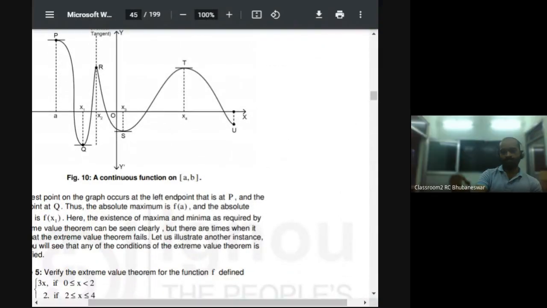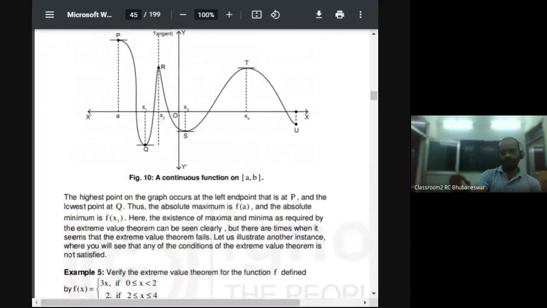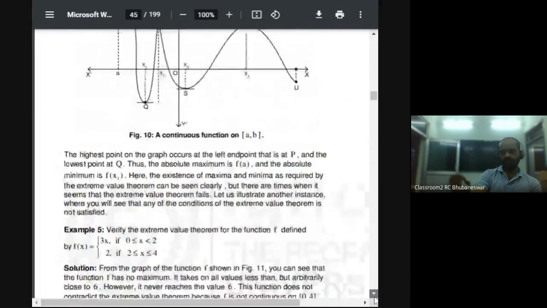Some more figures are given. Please go through these figures and functions.